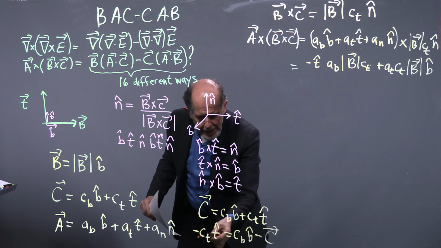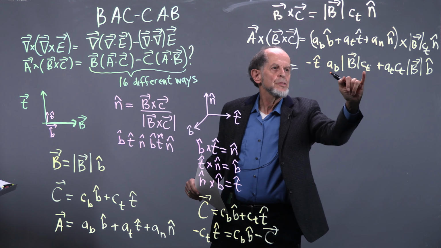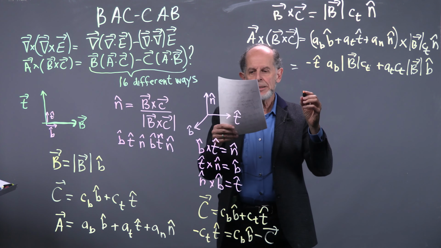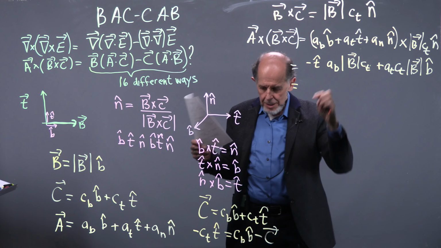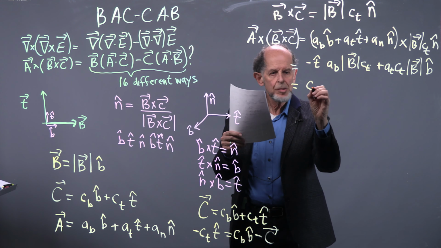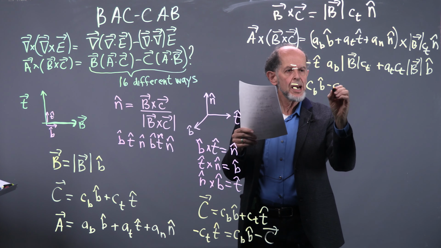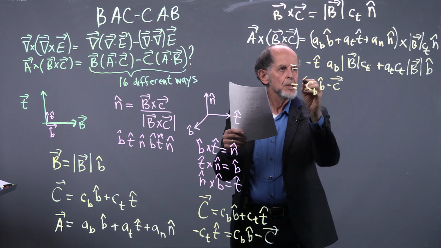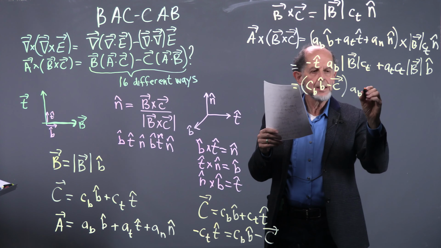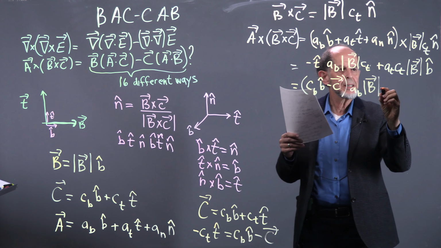So what we do is we take this expression and replace the minus CT T hat with this right-hand side. So let's do that. Minus CT T hat is this piece. So let's put that in. That's CB hat minus capital C. So that takes care of that, times AB magnitude of B. And this is still there.